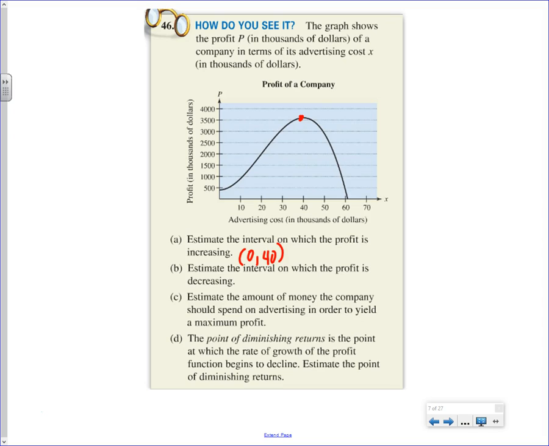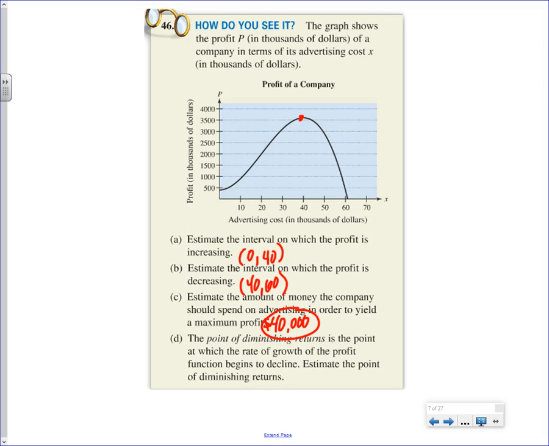It's close. Estimate the interval in which the profit is decreasing. Look at it, it's going down from 40 to 60. Good. Estimate the amount of money the company should spend on advertising in order to yield a maximum profit. Well, that would be at the max. So like $40,000. But if you want to put it in context, you could say $40,000, that's okay.